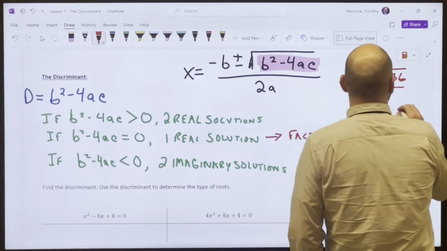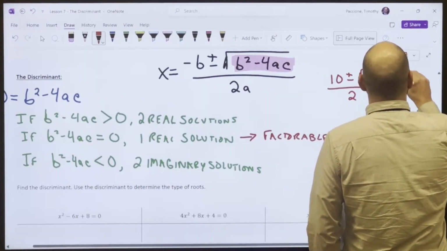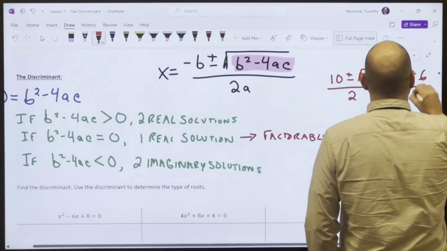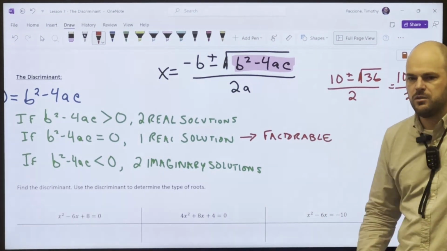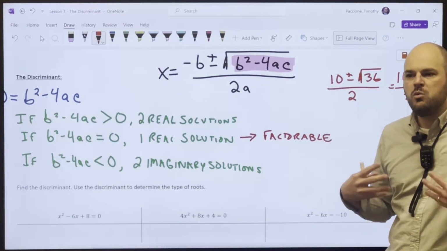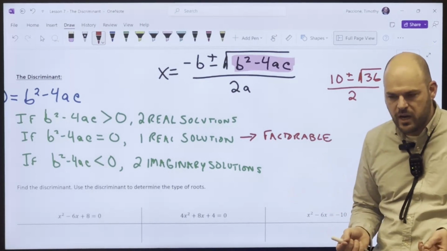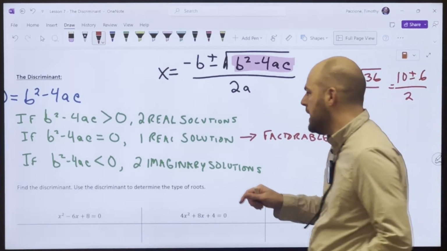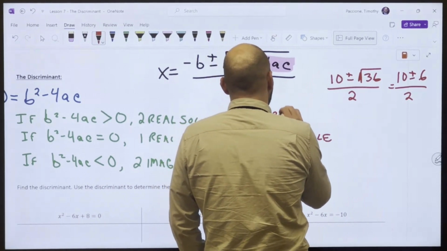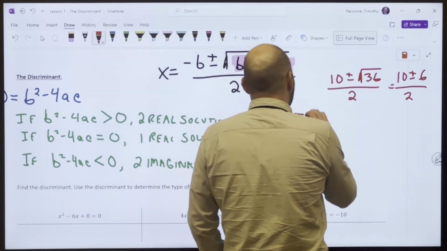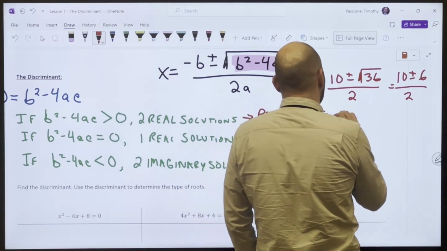This would turn into 10 plus or minus 6 divided by 2, which is 16 divided by 2 or 4 divided by 2. Two pretty nice numbers, which we always get when we factor, right? So again, perfect square, if it's a perfect square, it's factorable.